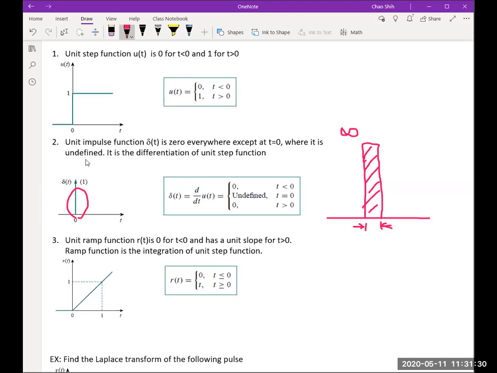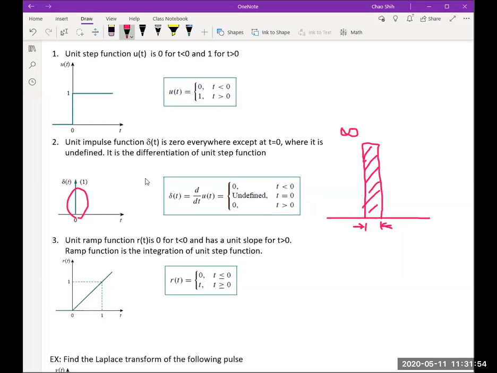Just like when you did Physics 130, when you studied kinematics, we have position, velocity, and acceleration. If you know the velocity, you differentiate, you get acceleration. You integrate, you get position. It's very similar to this. These three functions are related in this way.